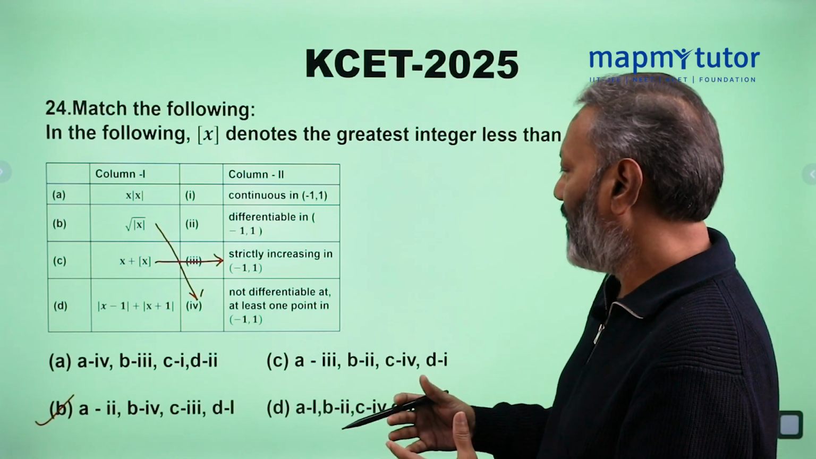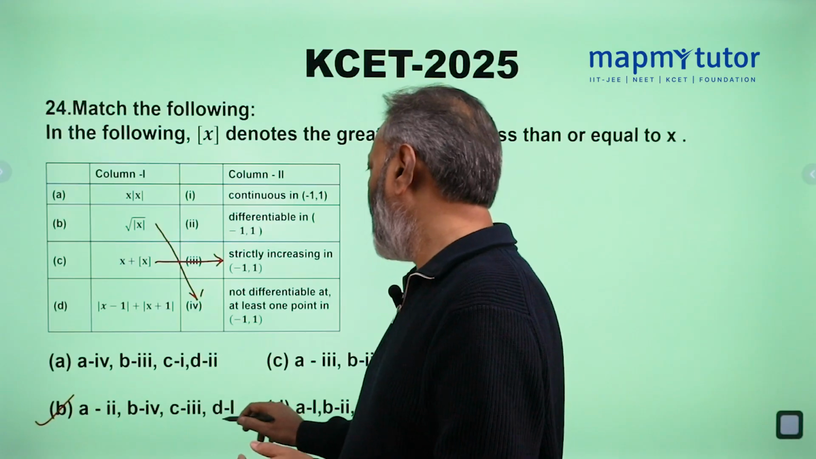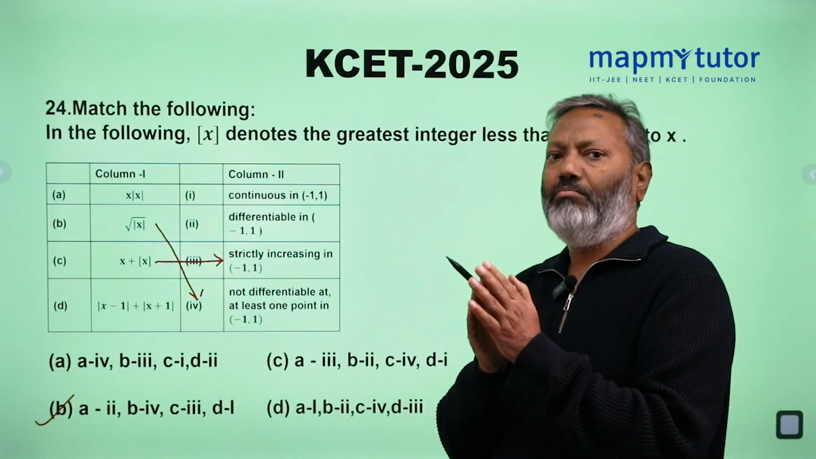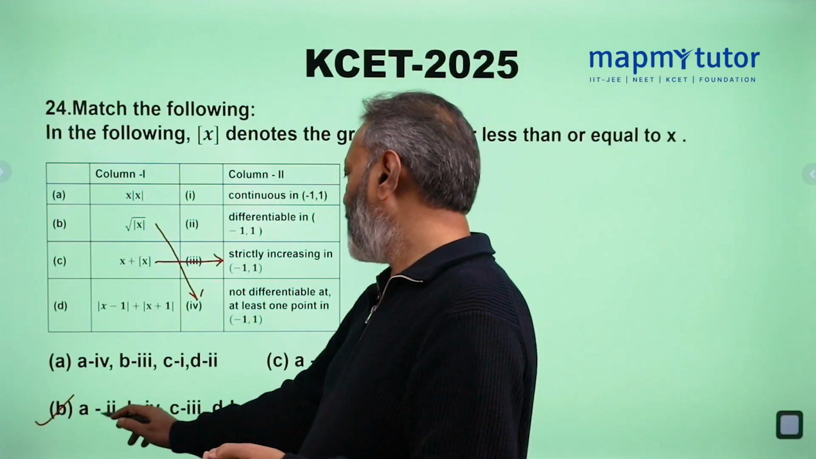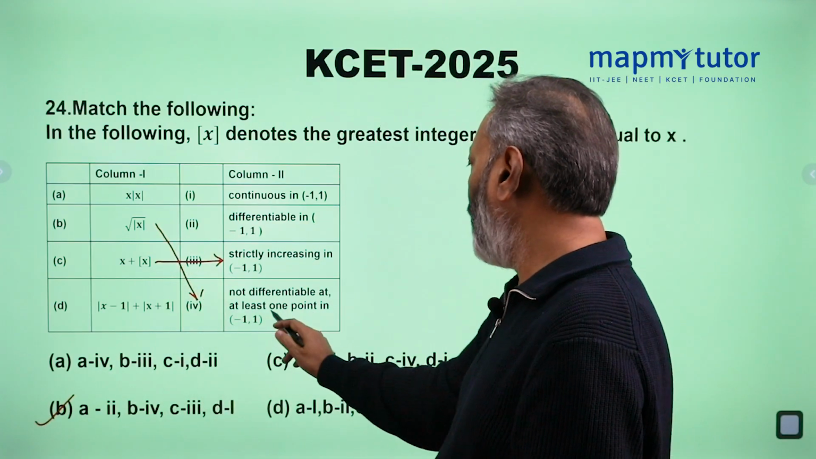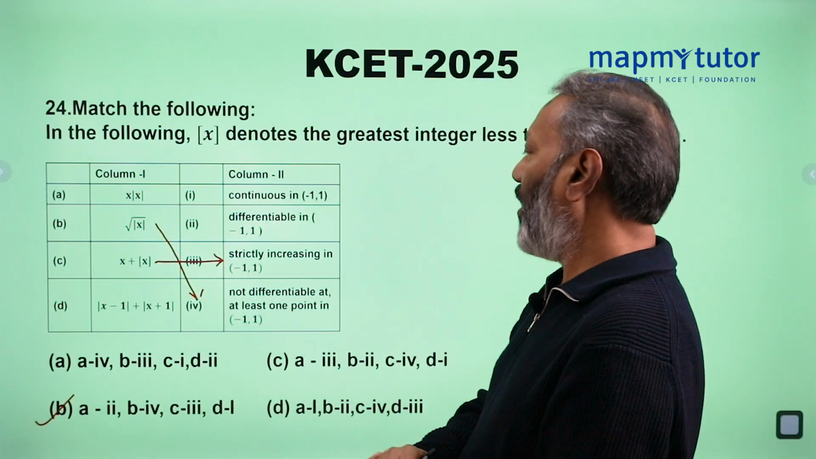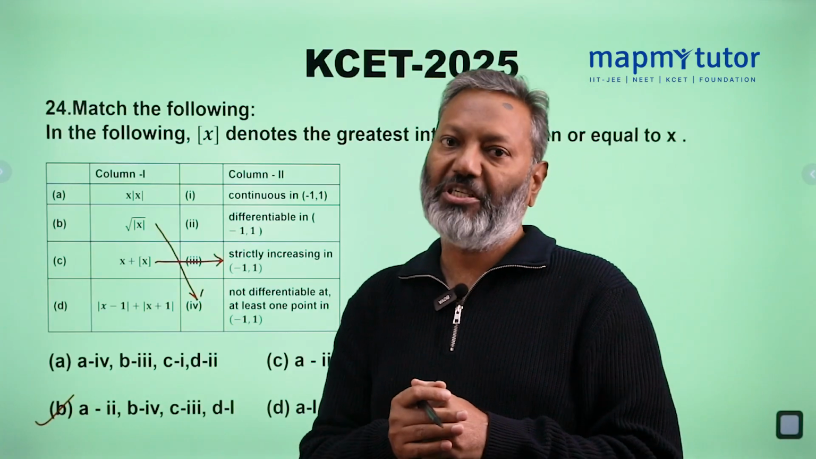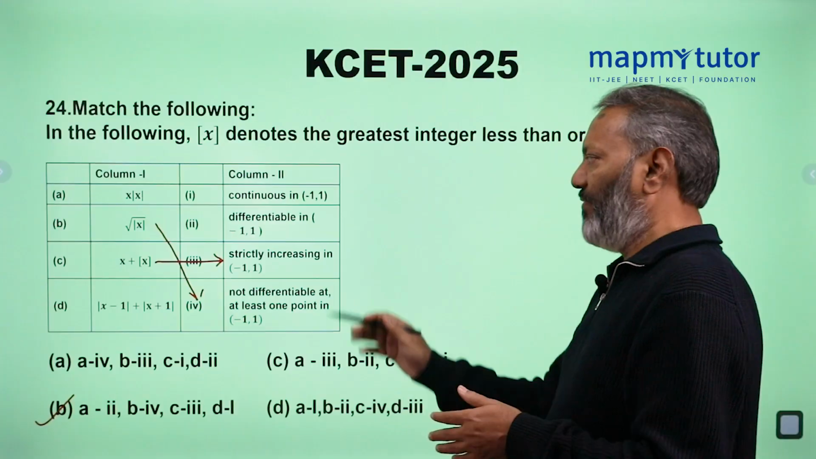So, which is more relevant here? A is matched with 2 and D is matched with 1. Because in between -1, there is no doubt it is continuous. That's why A matched with 2, B matched with 4, and C matched with 3, and D matched with 1. Because -1 and 1 are critical points for mod function. That's why we don't take that. Okay? Understood? Very easy.